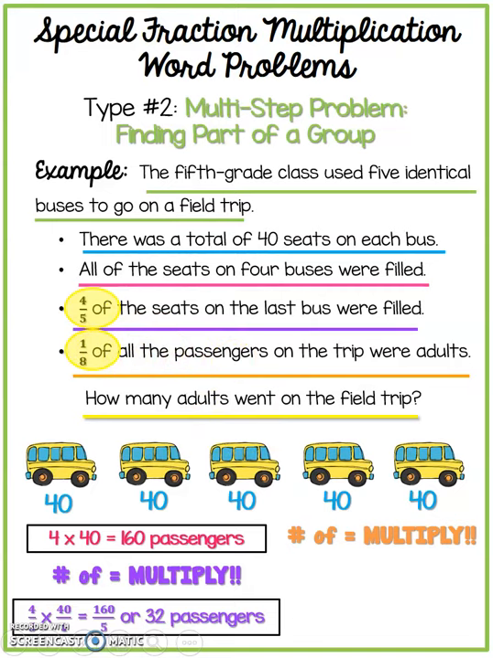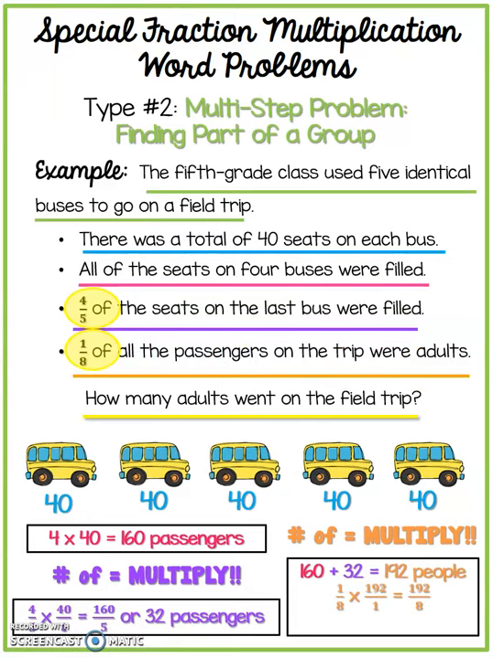So first, I need to know how many total people were on the trip. So I can combine the 160 people from the first 4 buses plus the 32 people from the last bus for a total of 192 people. Then I can multiply to find 1/8 of all of those passengers. 1/8 times 192 is 192 over 8, which is equivalent to the whole number 24. So I can answer this question by saying that 24 adults went on the trip.